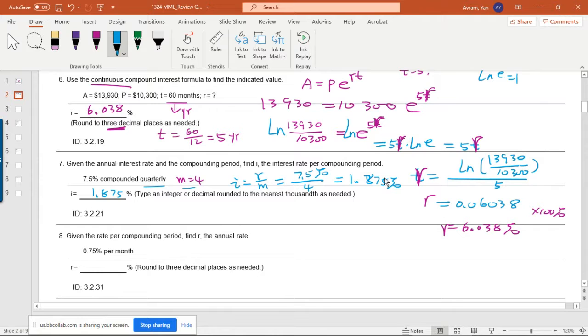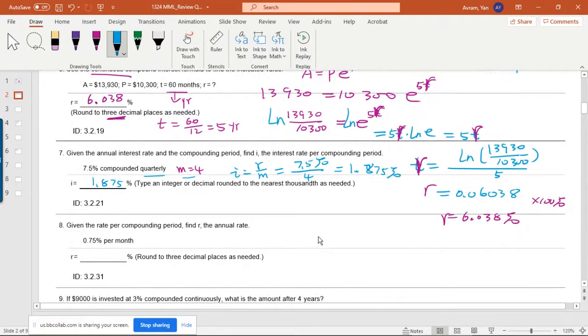All right, so that means you will compound. If you have a 7.5 compounded quarterly, basically it's 1.875% compounded each period. Each period you're going to get 1.875 of the interest. Okay. Some of them are pretty easy. Not every one is a big calculation.